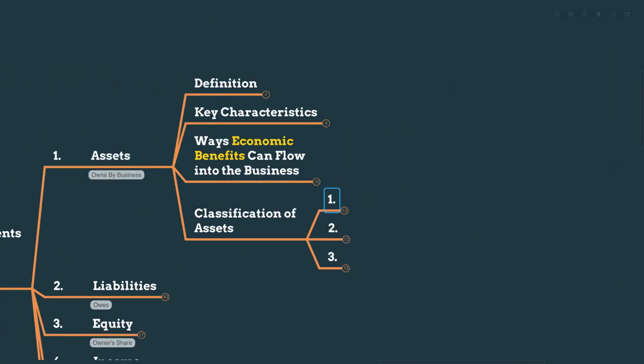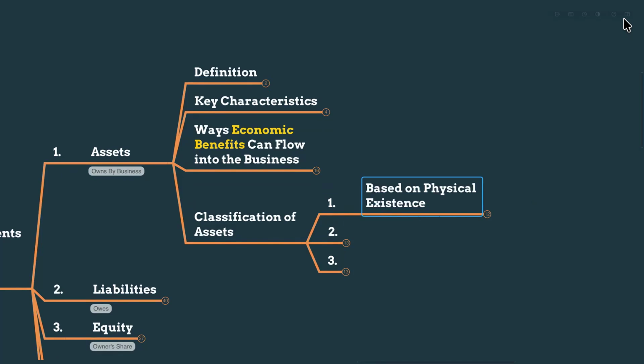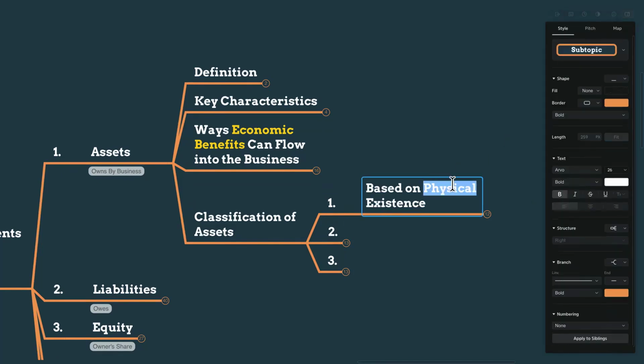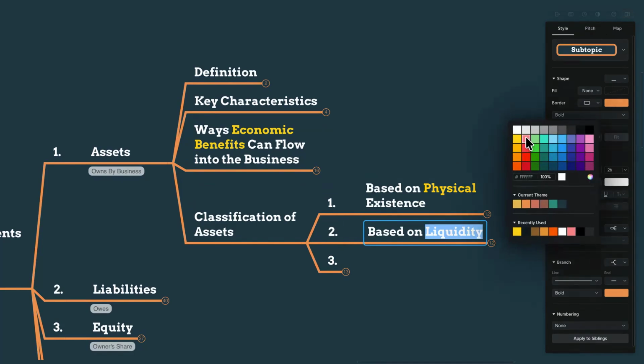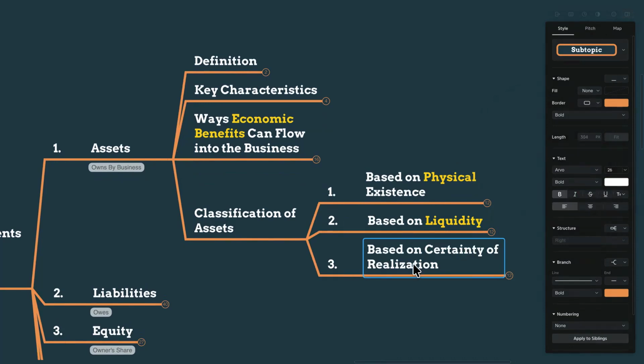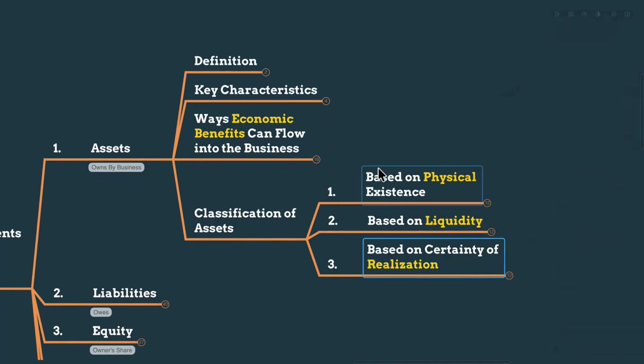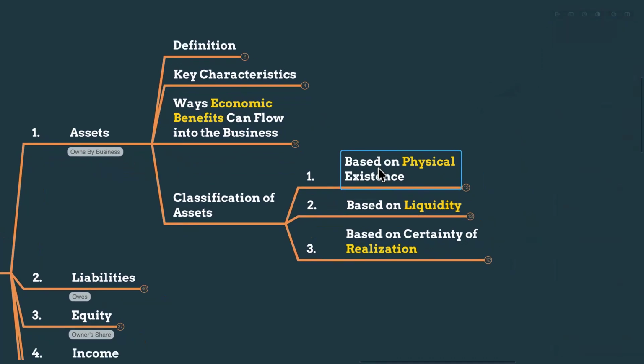So let's talk about the classification of assets. Now, an asset is a present economic resource controlled by an entity, and it will generate economic benefits in the future. So how can we classify these assets? There are three different ways, my dears, we can classify an asset. The first one is based on the physical existence. The second one is based on the liquidity. And based on the certainty of realization, we can also classify the assets. So these are the three ways we can classify the assets.